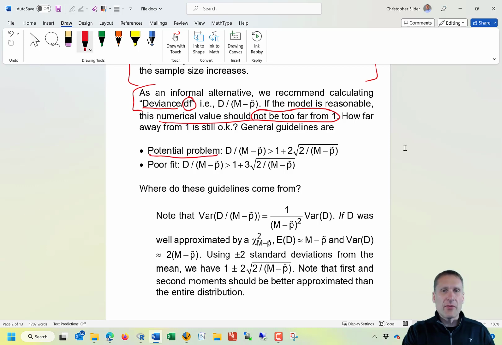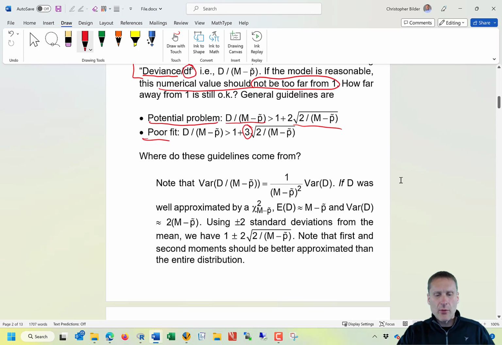Maybe you have a potential problem with your model if this deviance divided by degrees of freedom statistic is greater than 1 plus 2 times the square root of 2 divided by n minus p. Poor fit if instead of that 2 we have a 3 there. Where does this come from? Basically, it still uses this chi-square distribution approximation that we were talking about before.